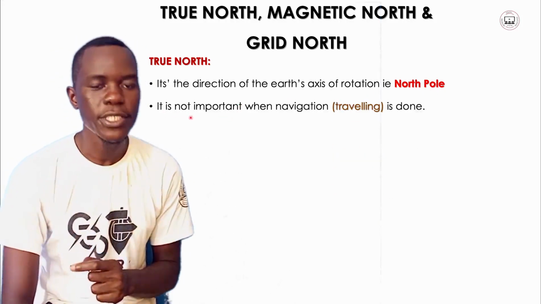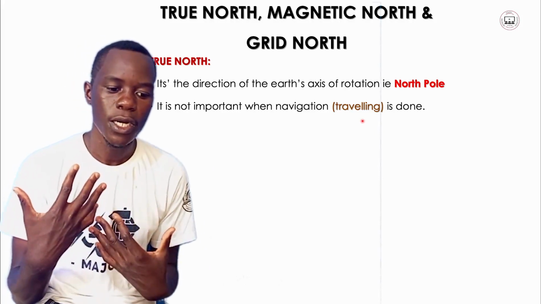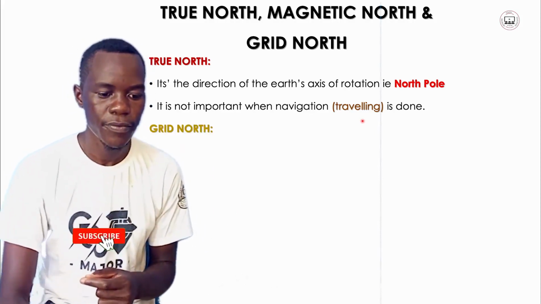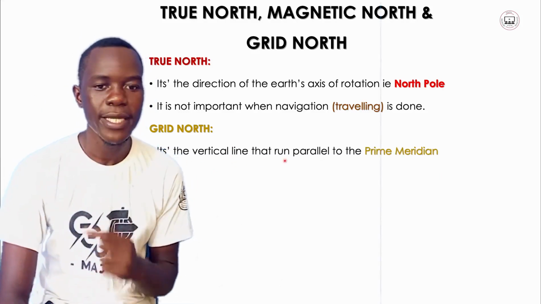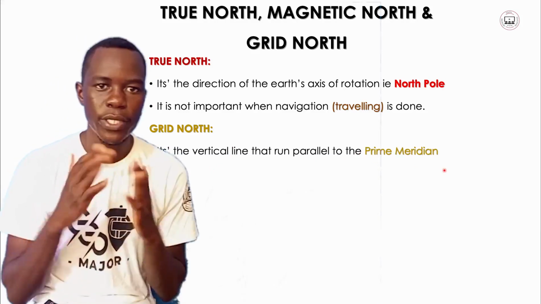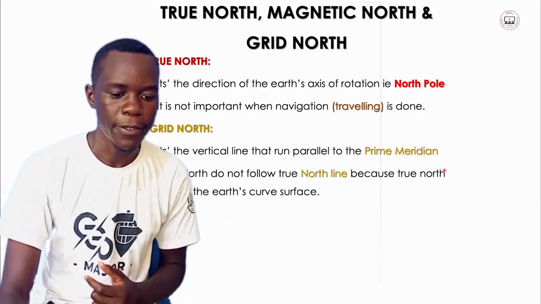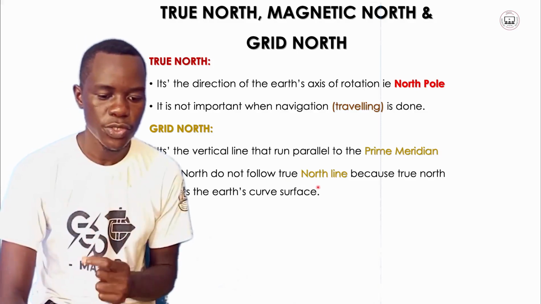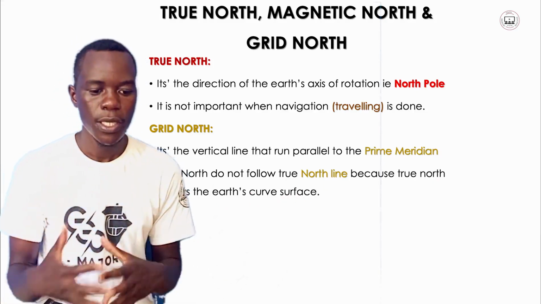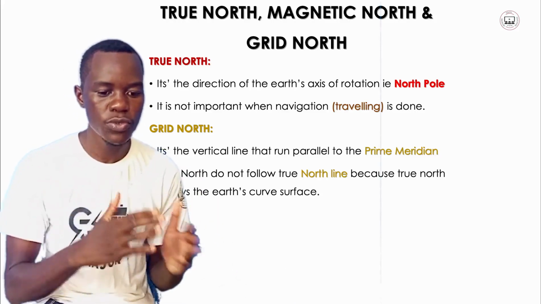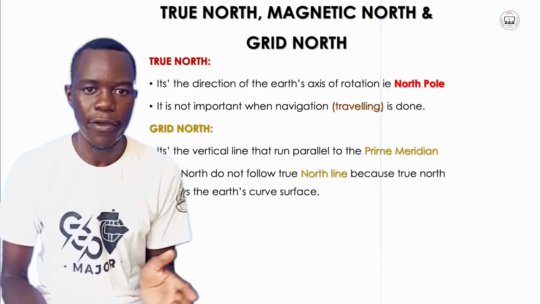This true north is not important when navigation is done, that is, when you are traveling, we usually do not follow the true north. The other one is grid north. So what is the grid north? The grid north is the vertical line that runs parallel to the prime meridian. The grid north does not follow the true north line, because the true north follows the Earth's curved surface.